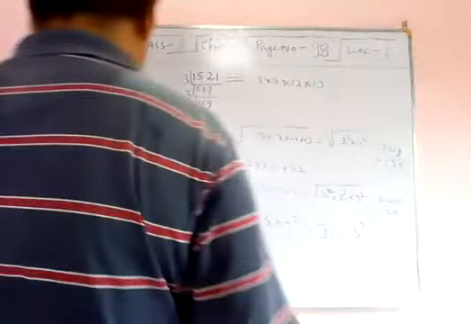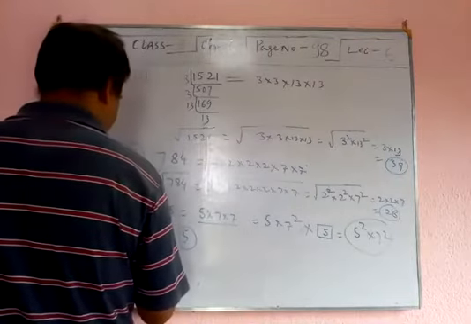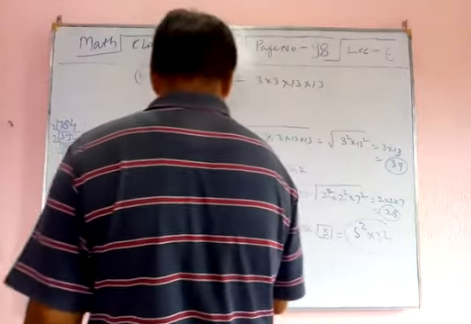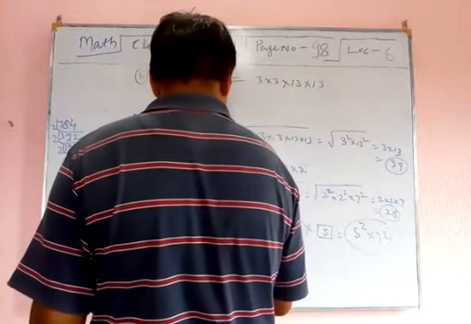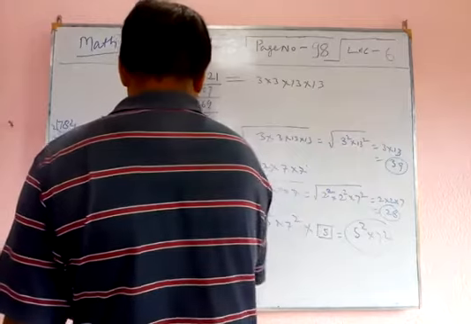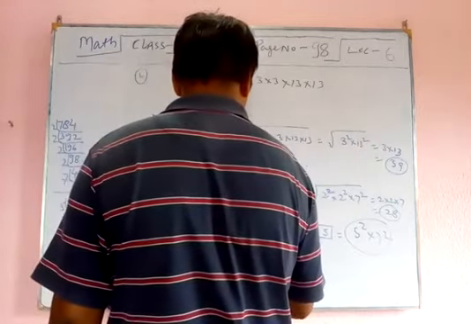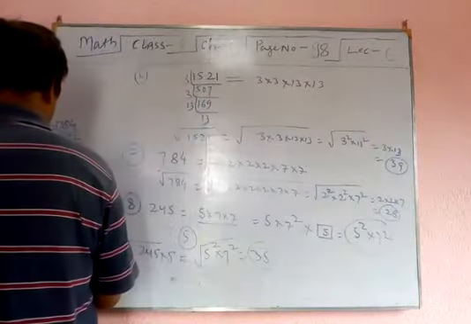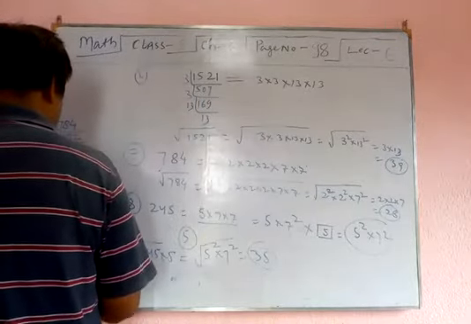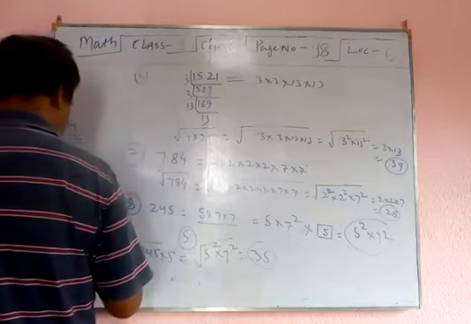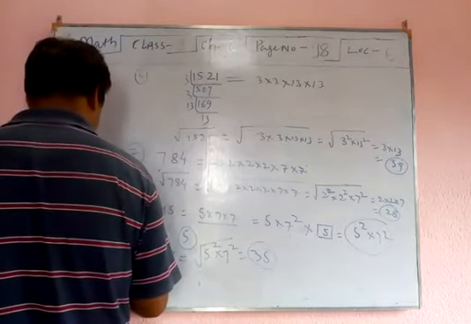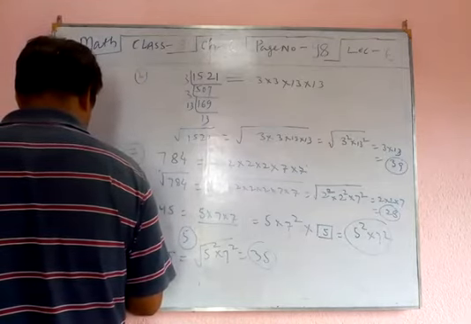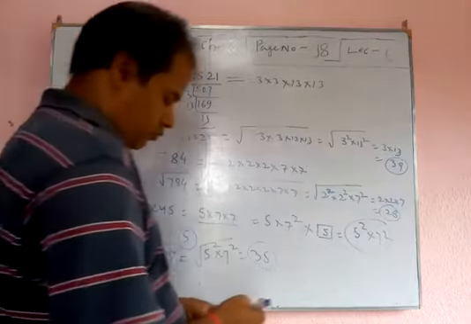When we multiply 245 into 5, then it will be 5 square into 7 square. So root under this is equal to root under this, that is the 35, and 245 into 5 is equal to 1225.